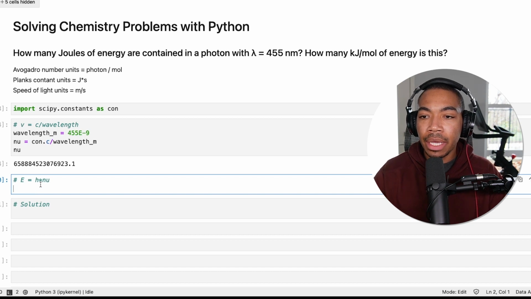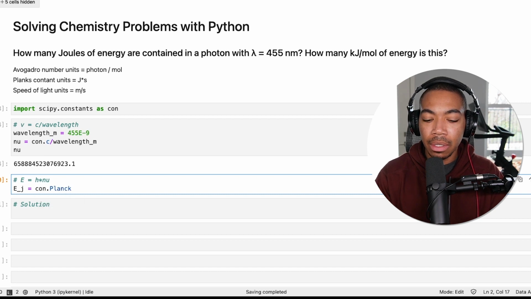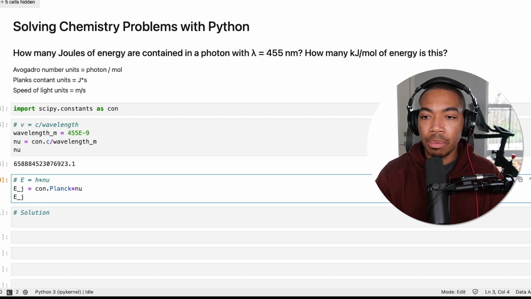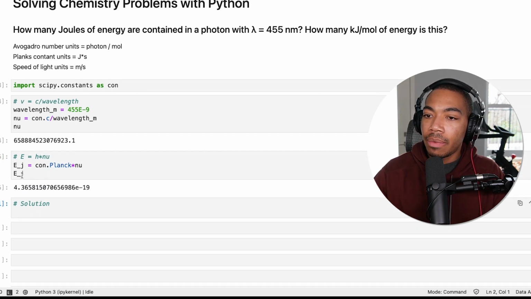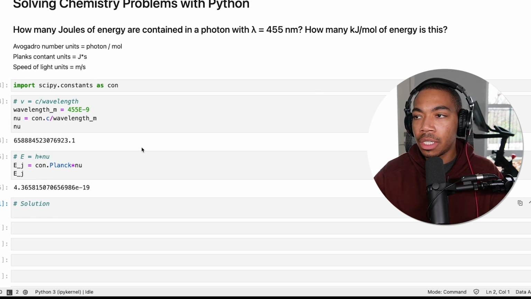Now, the next step is to multiply nu times Planck's constant in order to compute the energy in joules. To do that, we'll just set E, and I'm going to call that E_joules so we know our units, equal to con.Planck times nu. And if we look at that output, we have 4.36 times 10 to the minus 19. That answers this question here, where we have joules of energy.